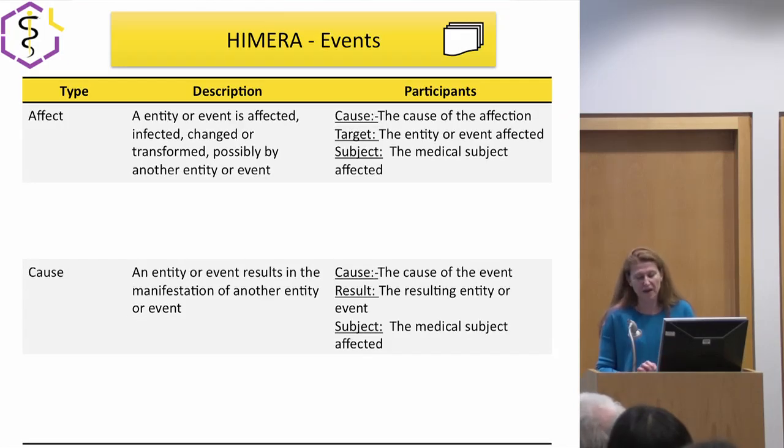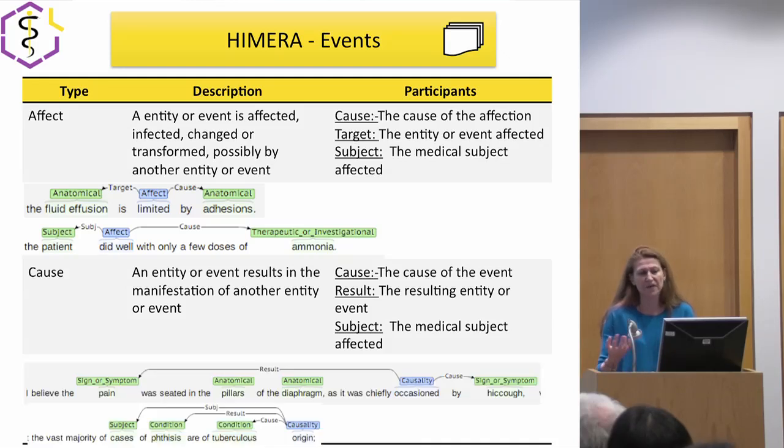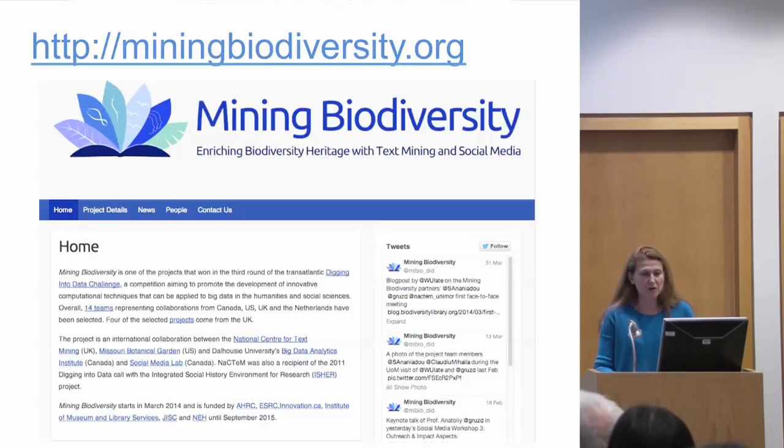And then you have the events. The two events where we continue on this work: first is affect, or causality, and you have different examples of those annotations. The fluid diffusion is limited by adhesions and so on. So as you can see here, by capturing the events and the bioentities, you can do a search based on events and entities. Sorry about the brevity, I'm very brief right now because I don't have time.